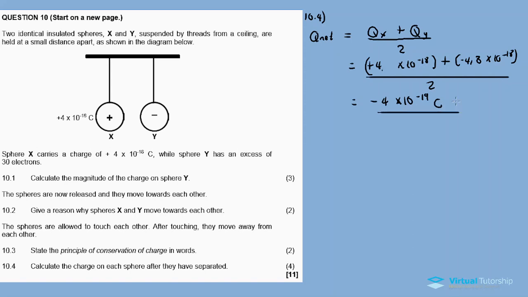So this is the net charge. Each sphere has a charge of this much, because the electrons must be evenly distributed after they have separated. So our Q net, or the charge on each sphere, is minus 4 times 10 to the exponent minus 19 coulomb. So this concludes our video.